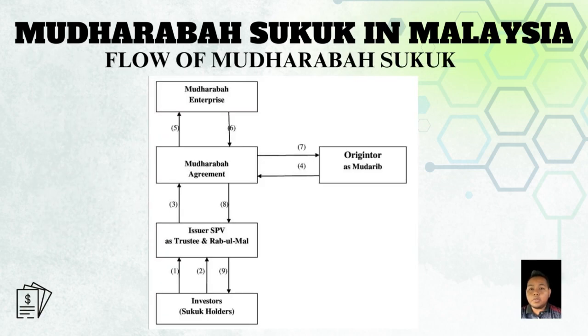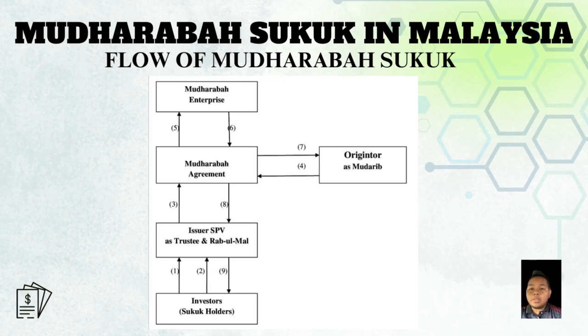Issuance of sukuk. Sukuk issuance and ownership. Sukuk represent ownership in an asset or project issued by the mudarib. Investors fund sukuk and trust the issuer SPV as trustee. Mudarabah agreement. Issuer SPV and originator sign a mudarabah agreement. Originator is mudarib. Issuer SPV is Rabbul Mal, creating a Sharia compliant mudarabah enterprise.